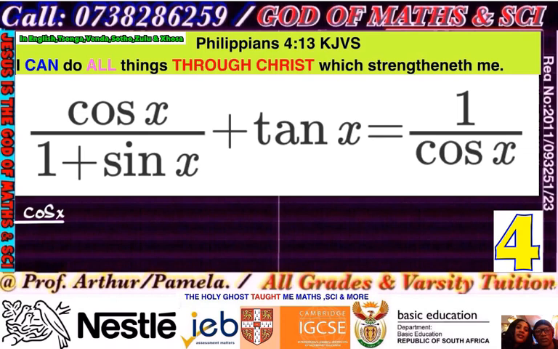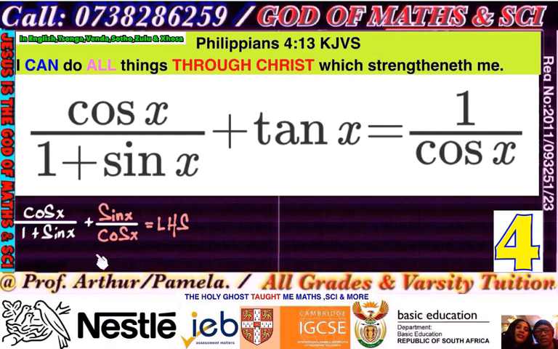So we're going to have to divide that by 1 plus sine of x. Then plus, we're going to change that tangent. It becomes sine of x all over the cos of x, and remember this is your left hand side.